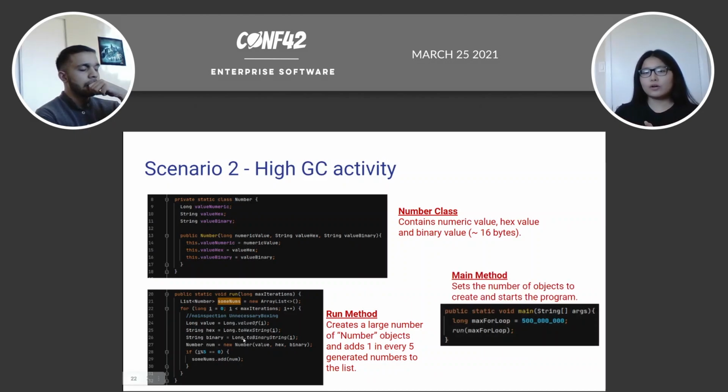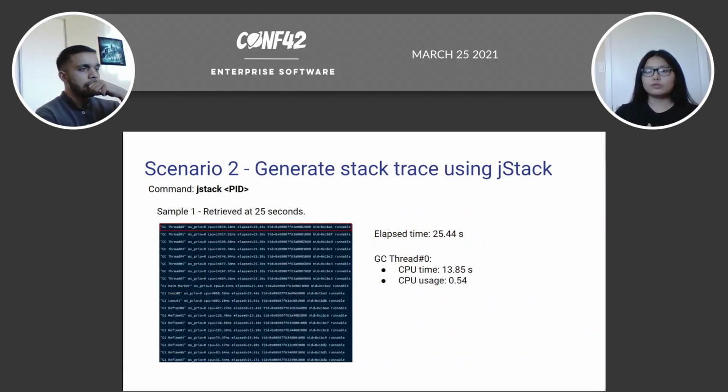For this scenario, we have created 500 million Number objects. We have also used jstat to get information about the GC activity. We have collected a total of 3 samples, and each sample we have collected every 30 seconds. The first sample we collected at the 25 seconds mark, and if we only focus on one GC thread, in this case GC thread number 0, we calculated its CPU time as well as CPU usage.